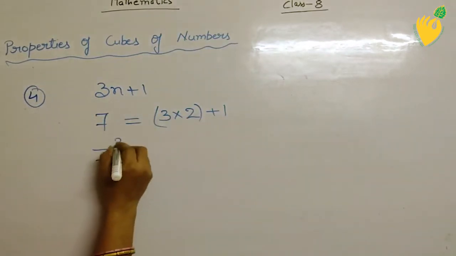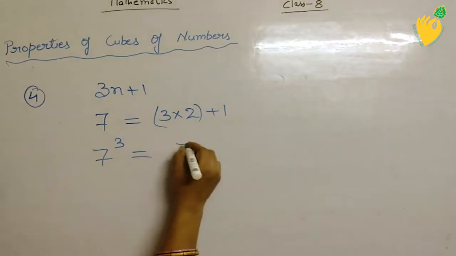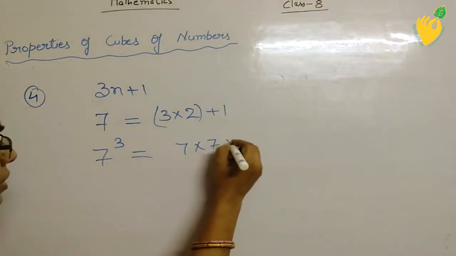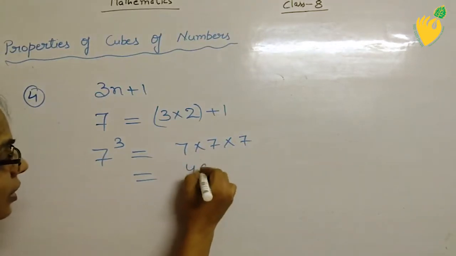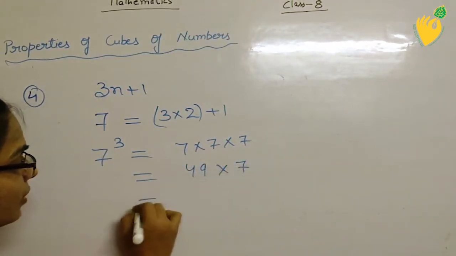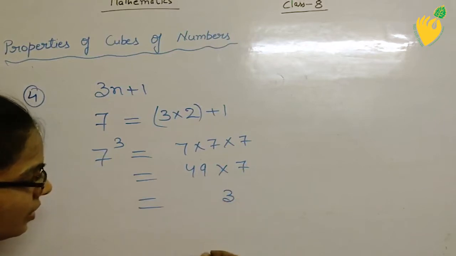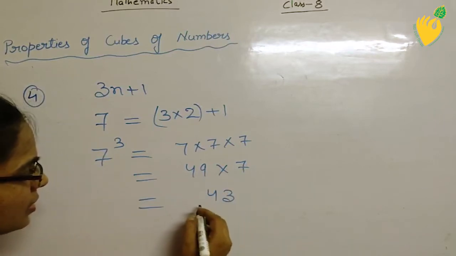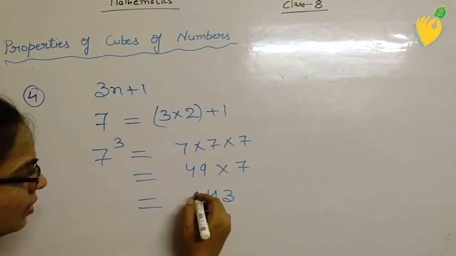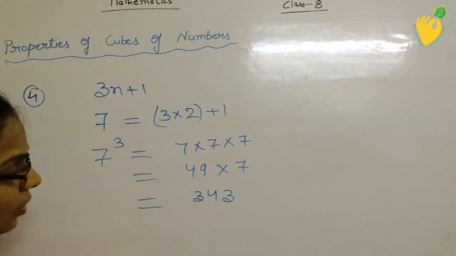And if you want to find the cube of this, then you will multiply 7 thrice like this, students. 7 times 7 is 49, into 7. 7 nines are 63. 7 fours are 28, plus 6 is 34. So we get 343.